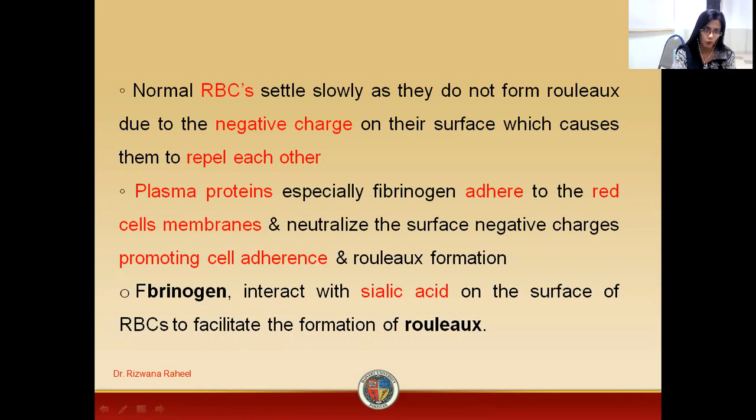So this is all about the pathological variations of ESR and the mechanism of ESR, the reason behind the rouleaux formation of the red blood cells.